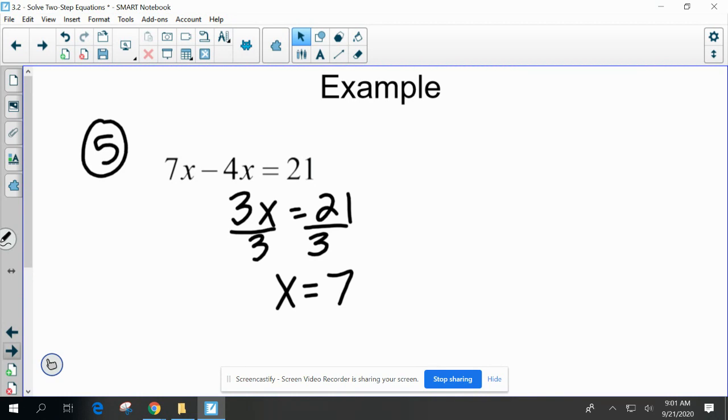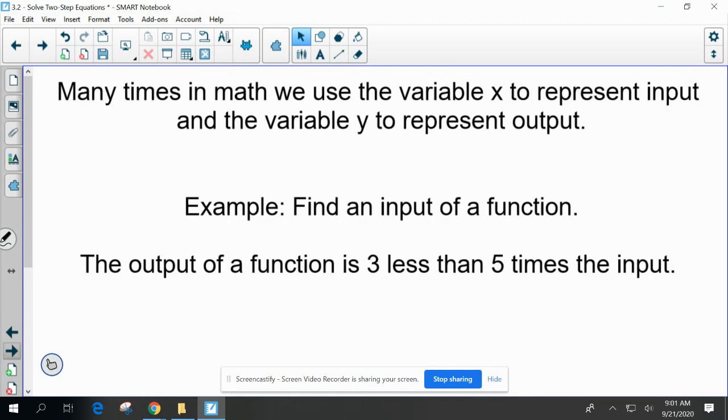Okay. Number 6. You don't need to write all of this, but a lot of times in math, we use the variable x to represent input and y to represent output. So an example of this would be if I say find the input of a function, you're looking at solving for x because x is generally the input and y is generally the output.